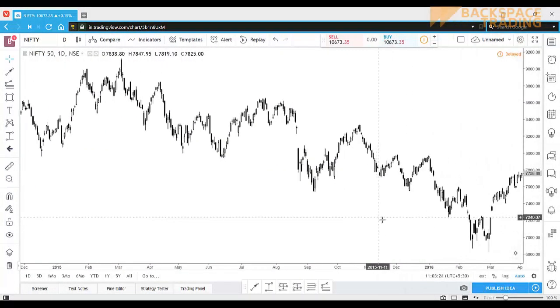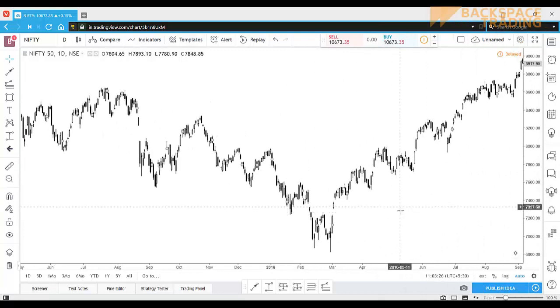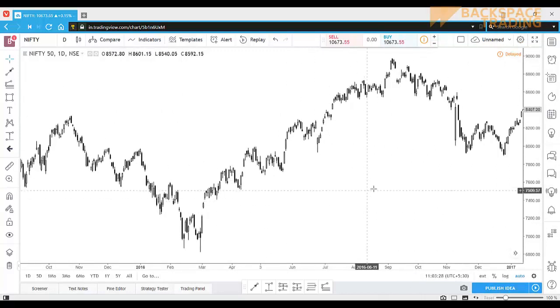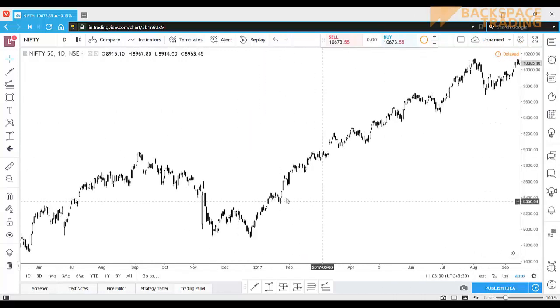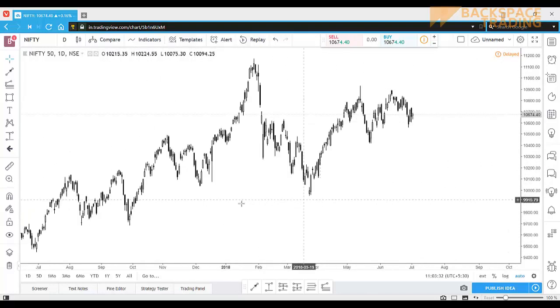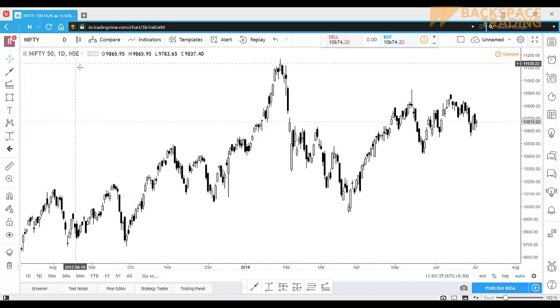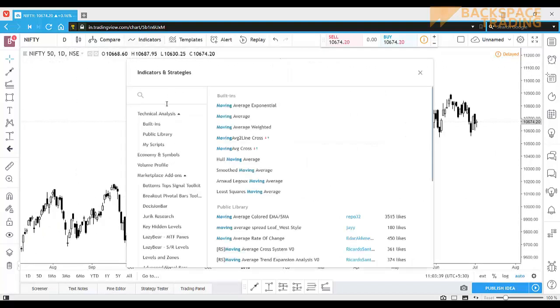Now let's learn the breakout concept and how to trade it. For breakout, you already know we need an indicator called moving average of 20.